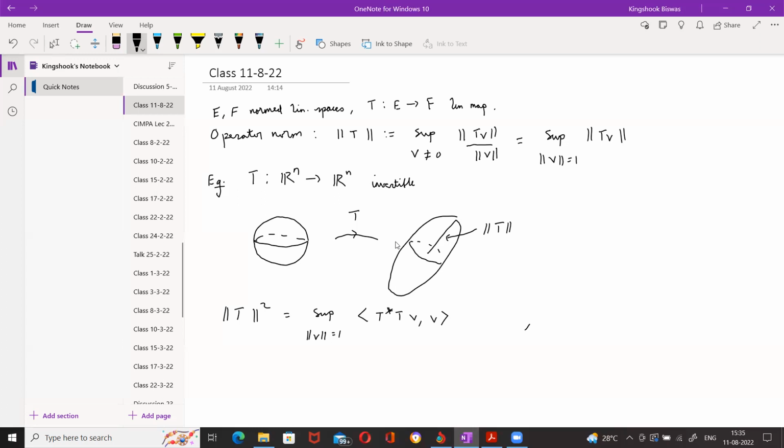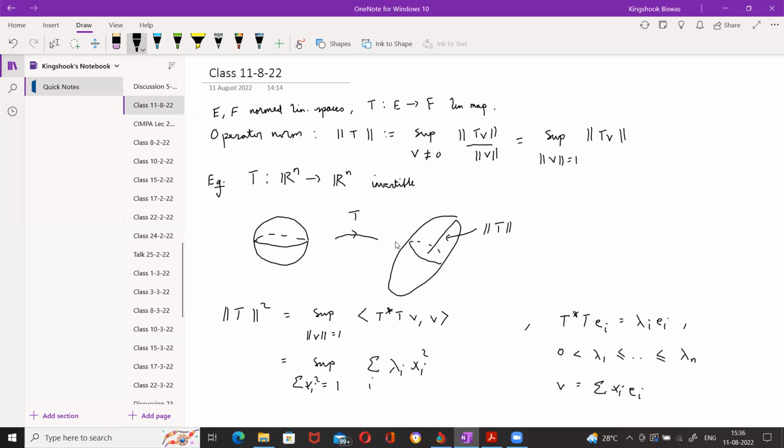So we can diagonalize this, right? If we diagonalize T star T with respect to an orthonormal basis e_i, so T star T e_i is equal to lambda_i e_i. So you have an orthonormal basis of eigenvectors, and then you arrange the eigenvalues in increasing order. So lambda n is the largest eigenvalue. And then if I write V as summation x_i e_i with respect to this basis, then this becomes the sup over summation x_i squared equal to 1 of summation lambda_i x_i squared, right?